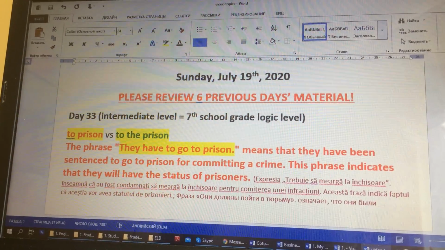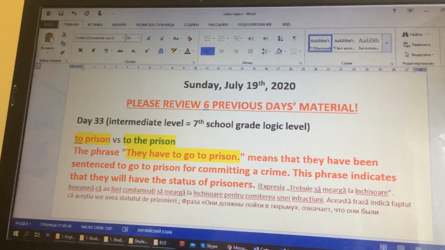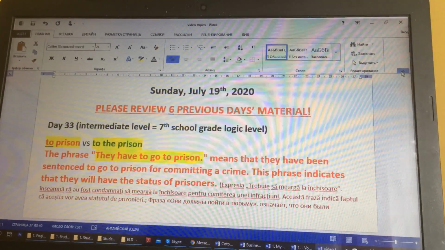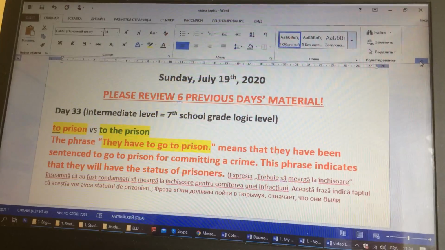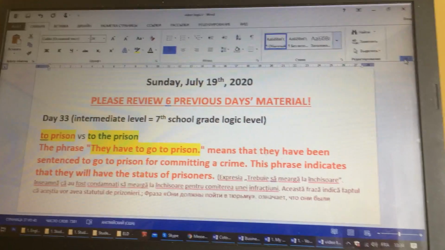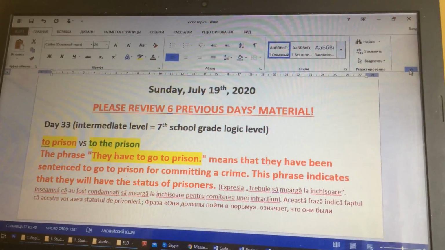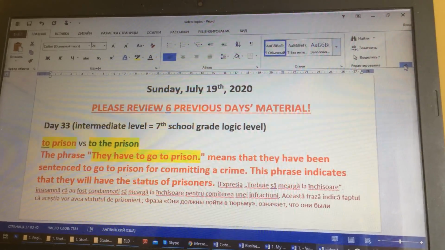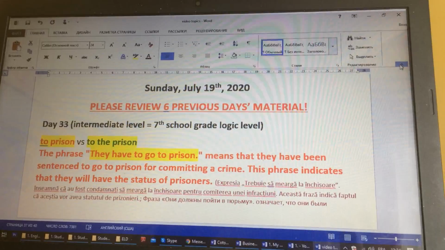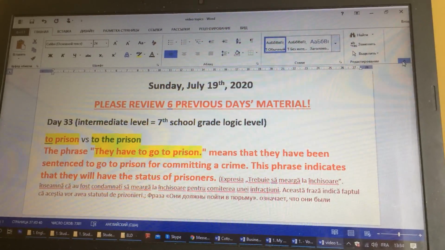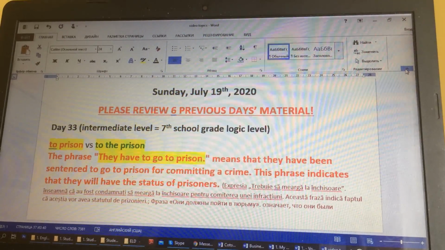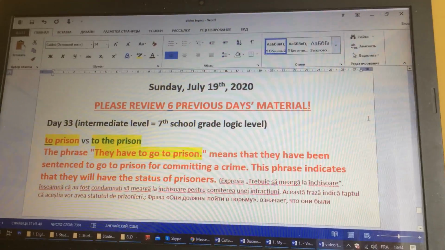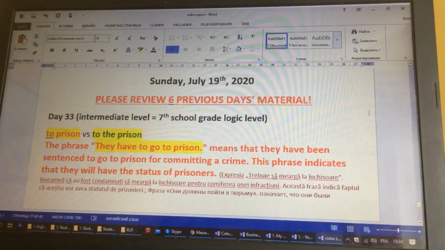So we're going to discuss the difference between "to prison" and "to the prison." It's very similar to the other ones, to school, to the school, to university, to the university, but slightly different. The phrase "they have to go to prison" means that they have been sentenced to go to prison for committing a crime. This phrase indicates that they will have the status of prisoners. If you need to stop and analyze, please do.